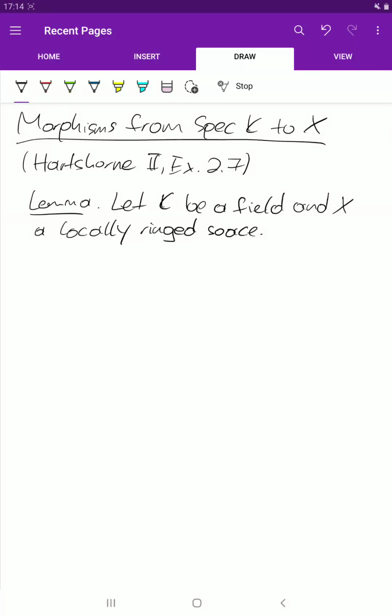Hello, today we'll shortly talk about morphisms from the spectrum of K to X, where K is a field and X is a locally ringed space. This is also an exercise in Hartshorne. And so let's start.